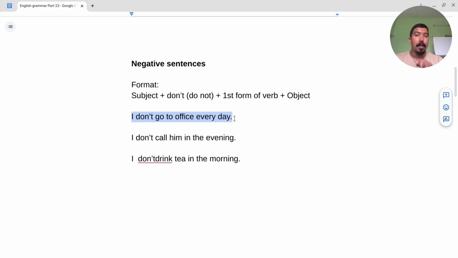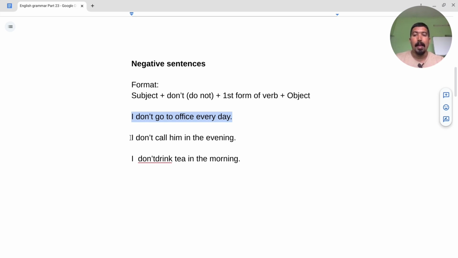So you can say, if you don't do something, if you don't have a habit of doing something, you can say I don't. So that means you don't have a habit of doing something. I go, that means you have a habit of going to office every single day. I don't go means that you don't have that habit. That is a negative one.